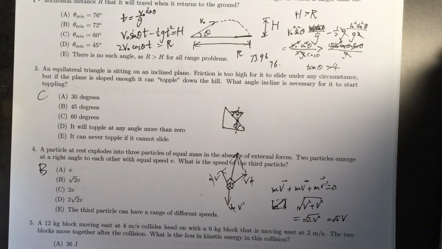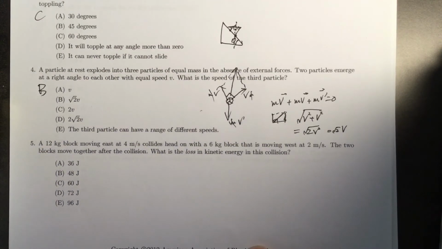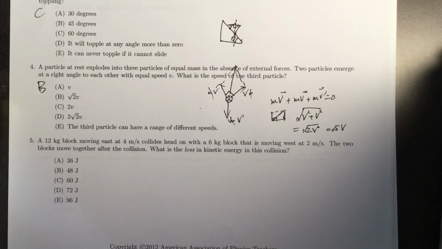So problem number 5. A 12 kg block moving east at 4 meters per second collides head-on with a 6 kg block that's moving west at 2 meters per second. The two blocks move together after the collision. What is the loss of kinetic energy in the collision?